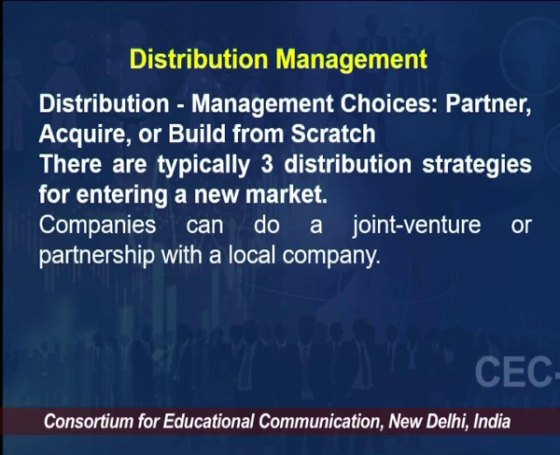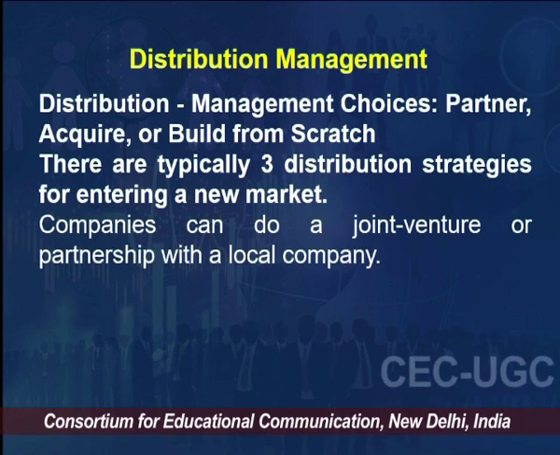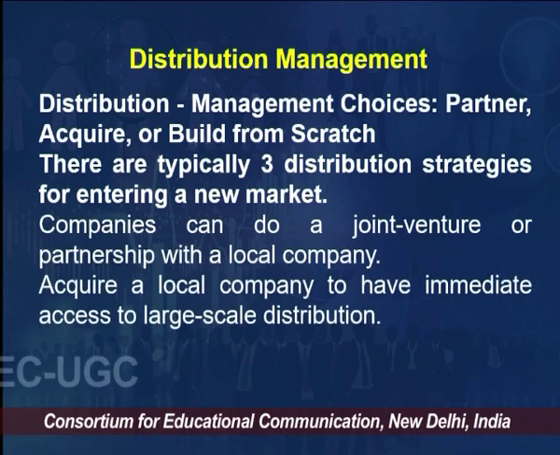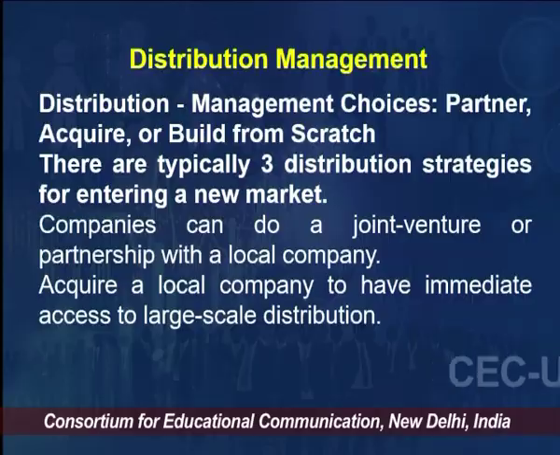First is, your company may go for having a joint venture or partnership with a local company. You are going to another country, so it is better to have a channel partner, a distribution channel partner there only. So, you can have a joint venture with them, and you can ensure the timely supply of goods and services to them. Second is that you are acquiring a local company to have immediate access to large scale distribution. So, you are actually acquiring a local company, you are not partnering with them, rather you are acquiring a local company to have immediate access to large scale distribution.